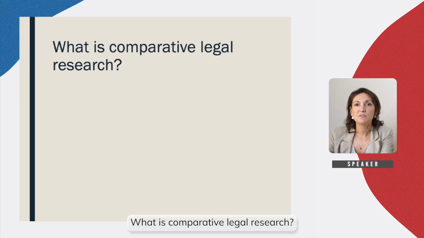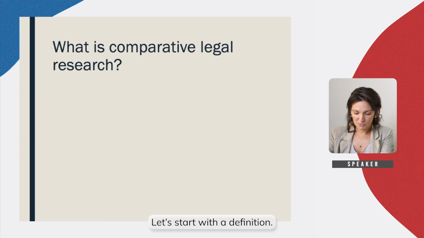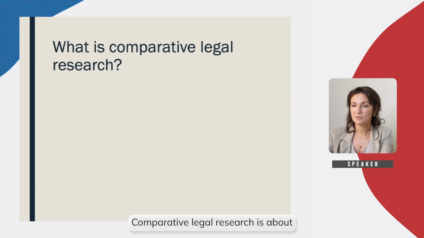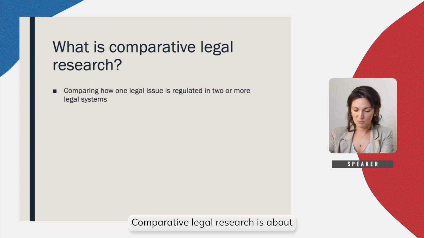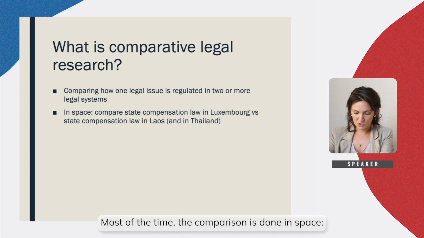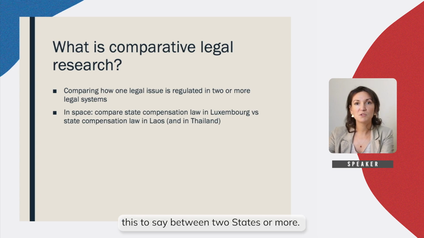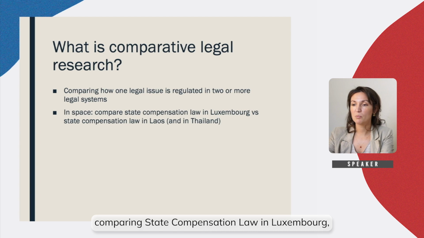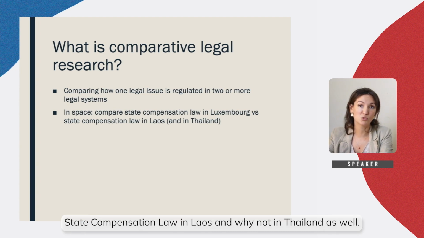What is comparative legal research? Let's start with a definition. Comparative legal research is about comparing the rules of two or more legal systems. Most of the time, the comparison is done in space. This is to say between two states or more. For example, comparing state compensation law in Luxembourg and in Laos, and why not in Thailand as well.